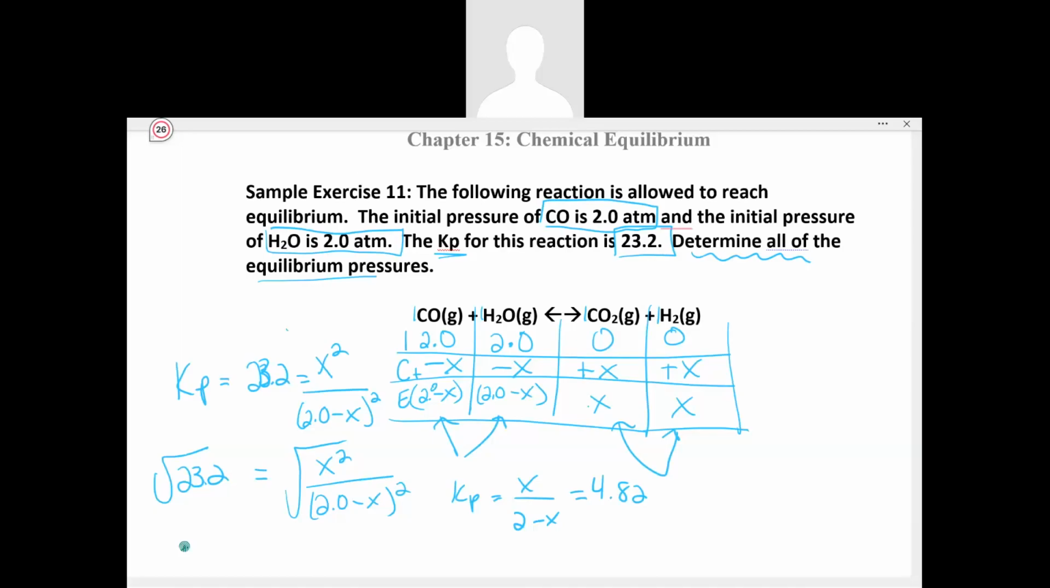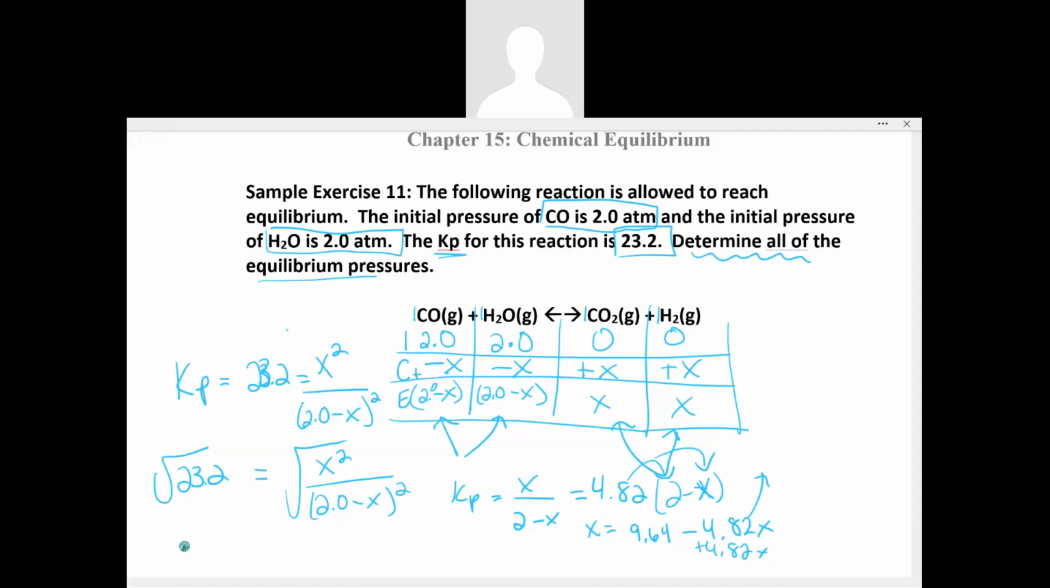So let's see, if we rearrange this equation, we'll end up multiplying over here by 2.0 minus x. We'll distribute these values here. So we get now x equals 9.64 minus 4.82x. And we can keep going. We can combine like terms here, and we can see that we can add 4.82x to each side. So I'm going to bring this equation up here.